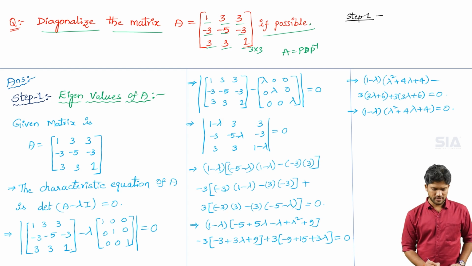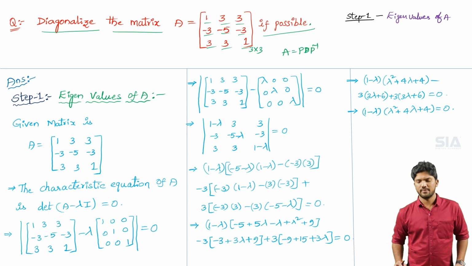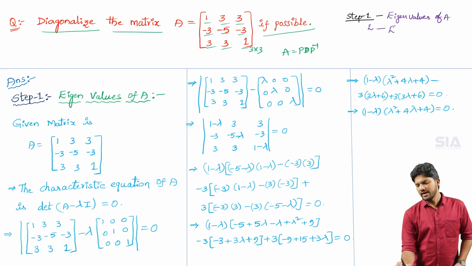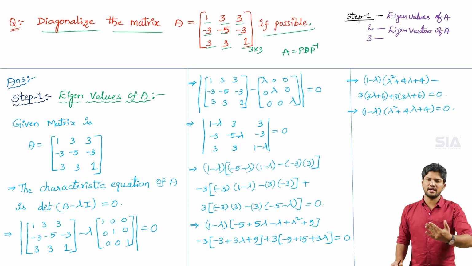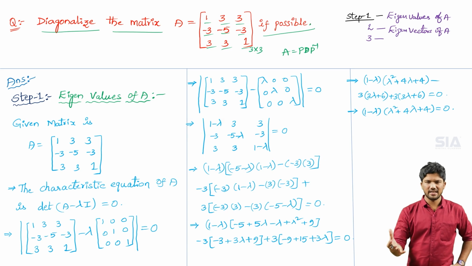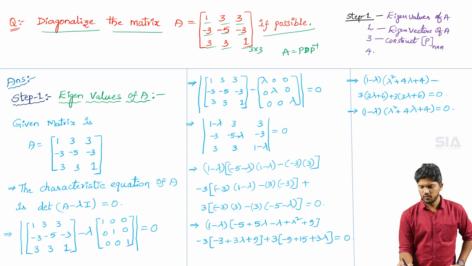In step 1, first of all we have to find the eigenvalues of capital A, and you have to keep the subheading also: step 1, finding eigenvalues of capital A. In step 2, finding eigenvectors of capital A. In step 3, with the eigenvectors we have already found, we can construct the square matrix capital P. And step 4, construct the diagonal matrix capital D with the help of eigenvalues of capital A.